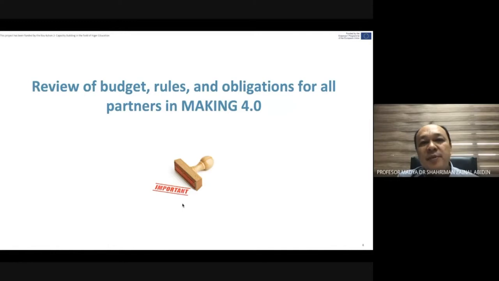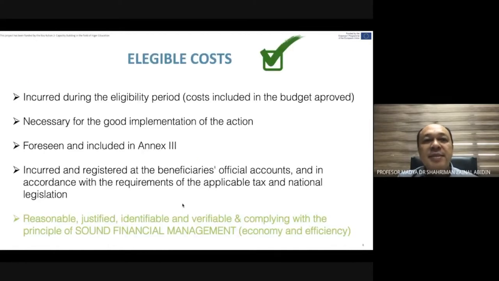And the review of budget rules and obligations for all partners: eligible costs must be incurred during the eligible period. When we plan, we must use the budget that we approved, that we requested. That is why when you want to purchase any equipment, you need to plan the purchase in advance, not now. If you apply now and get the grant next year, by the time you buy it may be obsolete. That is among the risks. We cannot do the work then, and have to use the older version.